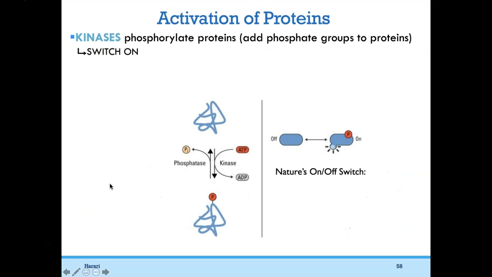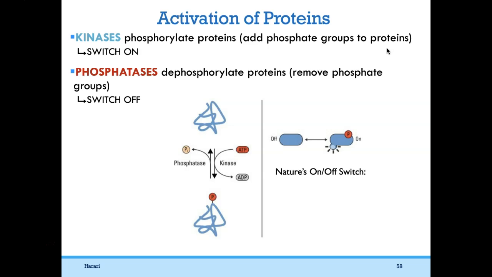So we spoke last time about how proteins have to be activated sometimes. And kinases are enzymes that phosphorylate proteins, meaning they add phosphate groups to proteins, meaning these proteins are switched on usually. Usually a kinase adds a phosphate, which means the protein is switched on. A phosphatase is an enzyme that removes a phosphate group from a protein, usually turning it off. So again, this also adds another level of complexity to gene expression.